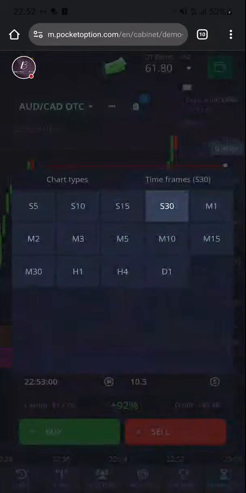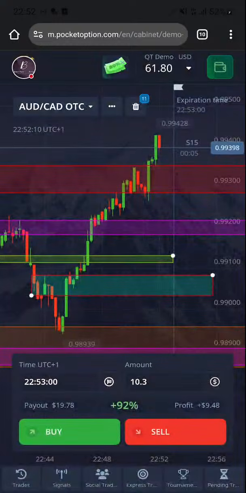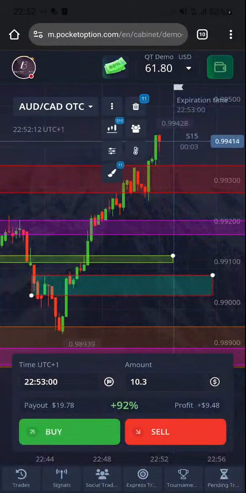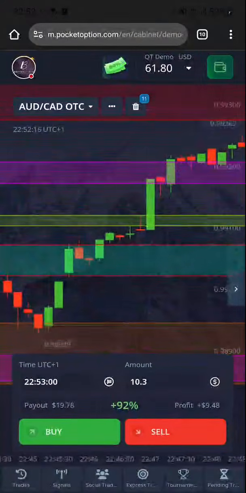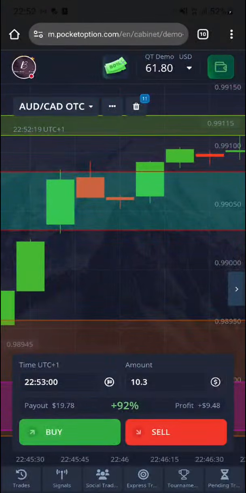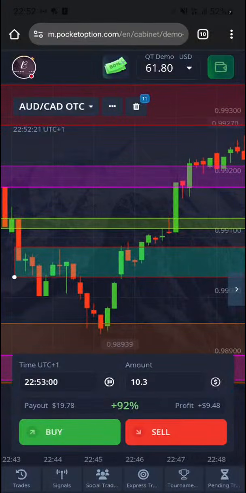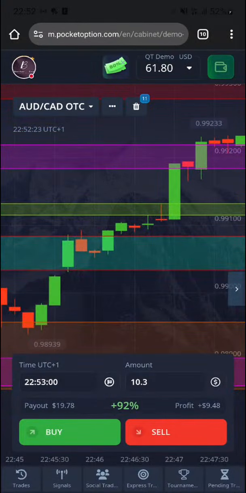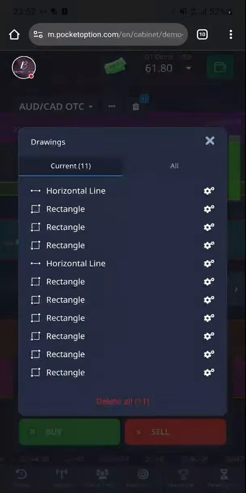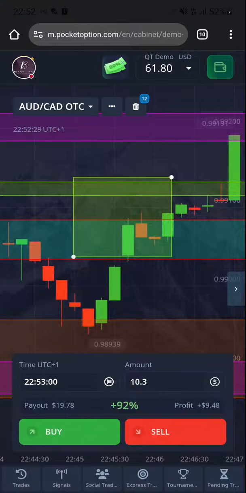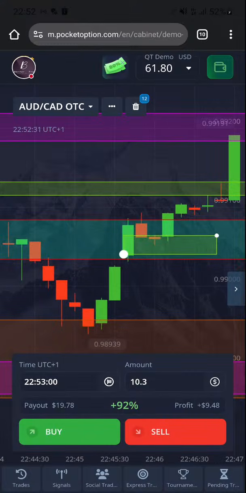Let me check S15 to see if we have another entry. I don't see any other entry. So we'll keep checking until we find a very good entry. You can see inside this SBD now, we have another supply inside here. Then we have that one down here. So I'm going to mark the two. This one and this one.